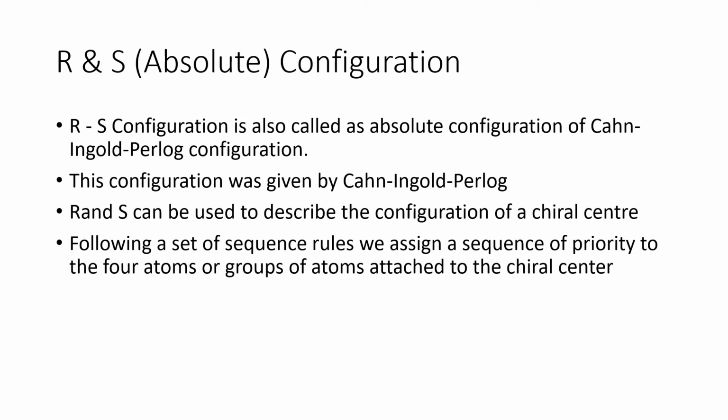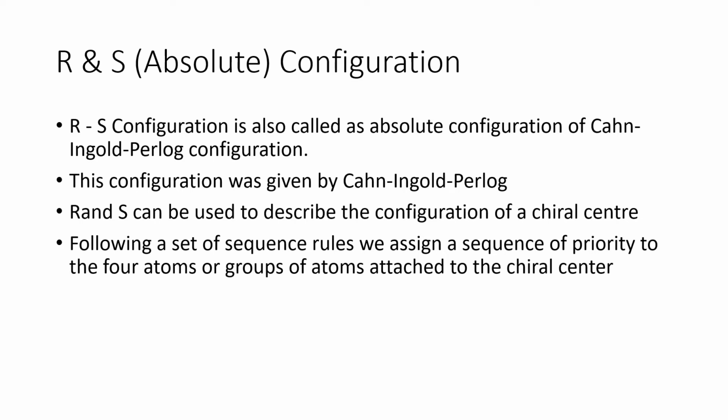So let us see how the molecule is given a name, that is R and S configuration, whether the molecule has R configuration or S configuration. To name the molecule with R and S configuration, Cahn, Ingold and Prelog have given a set of rules or priority order. So we will see the rules and priority order of the configurations.